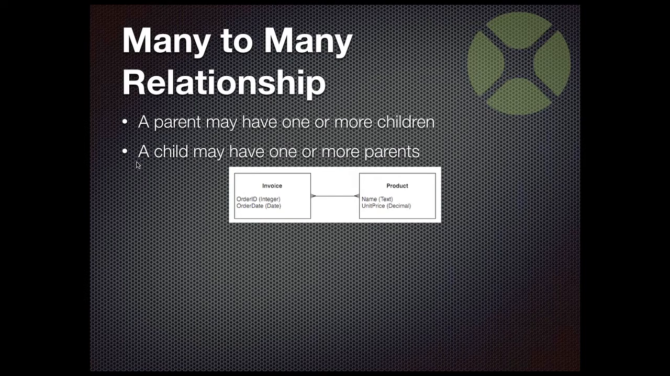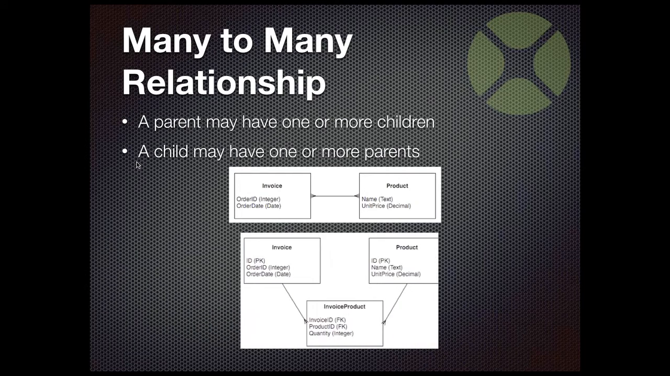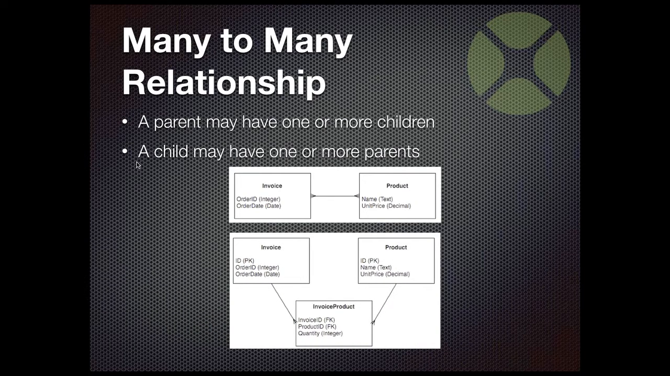But to implement this, you have to split it up a little bit, as databases don't really have support for this sort of thing built in. And you split it up by having a middle table that acts as the connection between the two tables. So you can see here, the invoice table has just had its primary key added. Same with the product table.